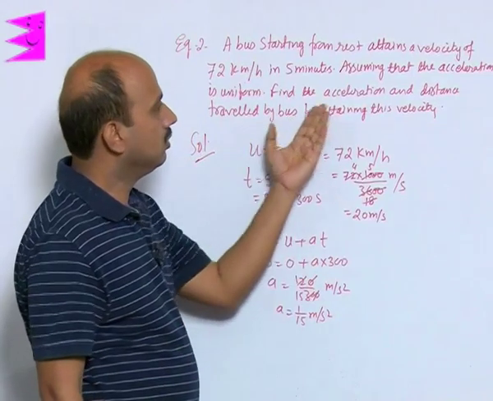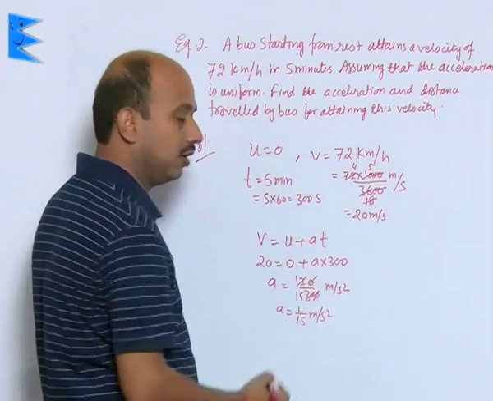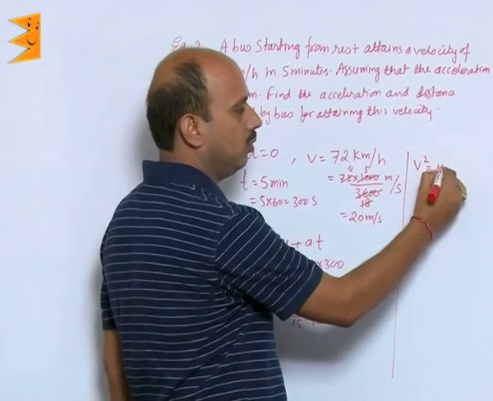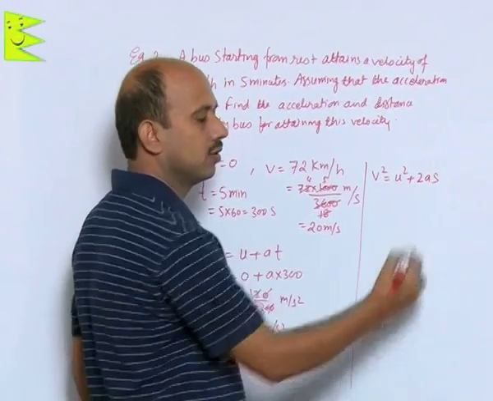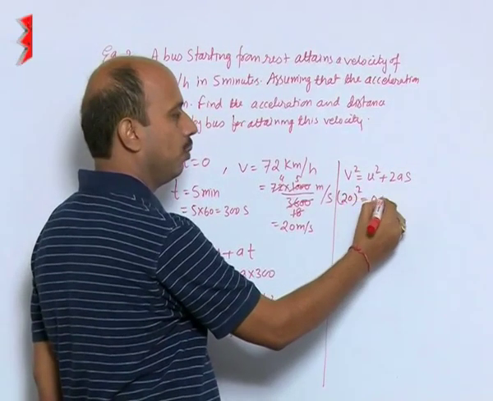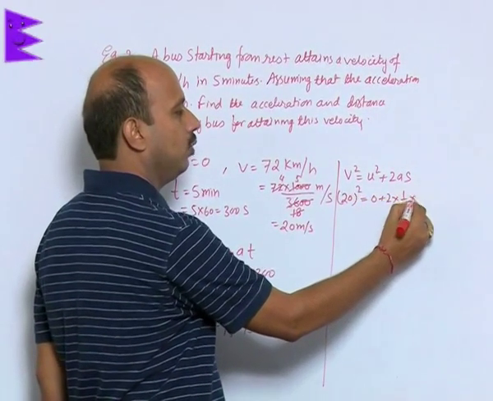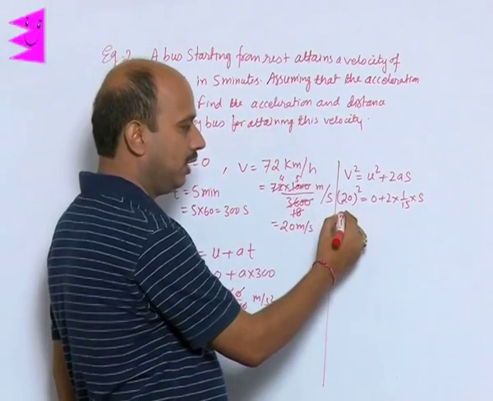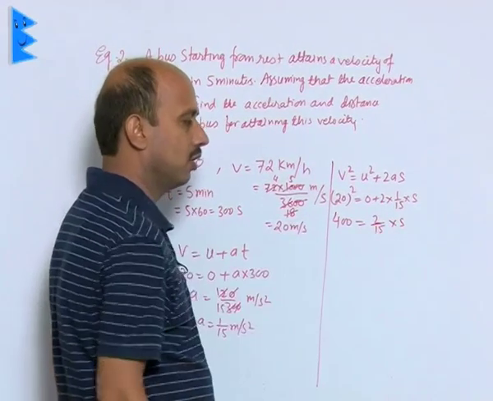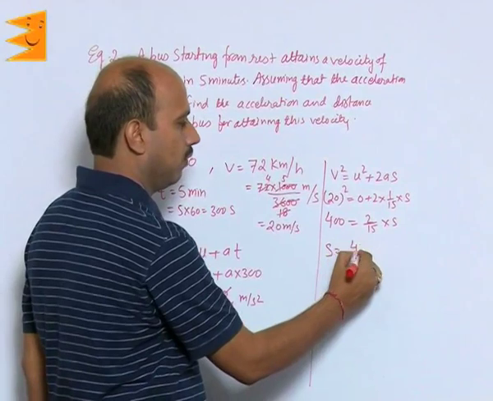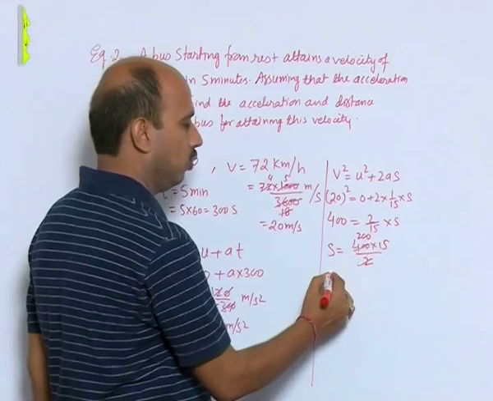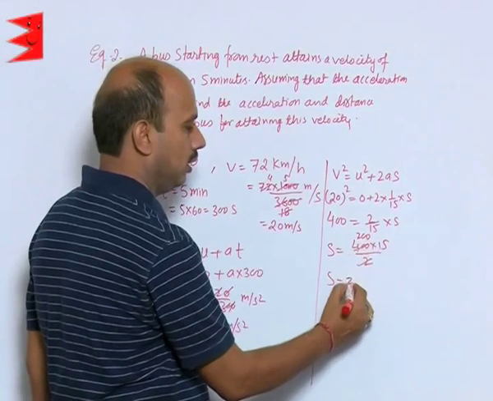Now, we can calculate distance. We can apply the third equation, third relation that we did. v square is equal to u square plus 2as. Here we have v is 20, square is equal to 0 plus 2 into 1 by 15 into s. Square of 20 is 400. 400 is equal to 2 upon 15 into s. So we can write s is equal to 400 into 15 divided by 2. This is here 200. So we can write s is equal to 3000 meter.